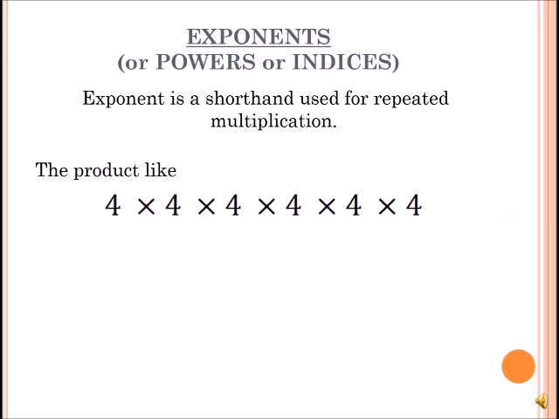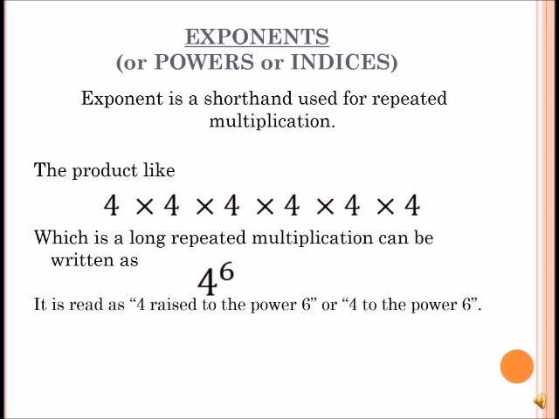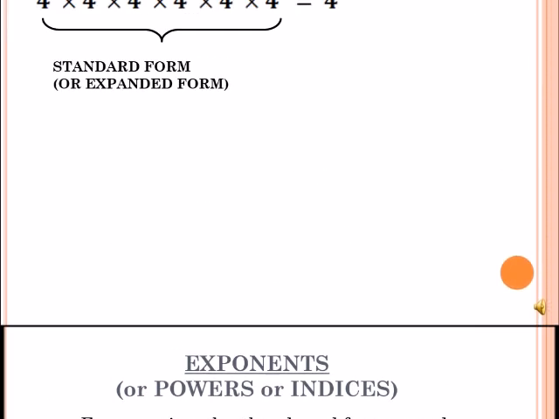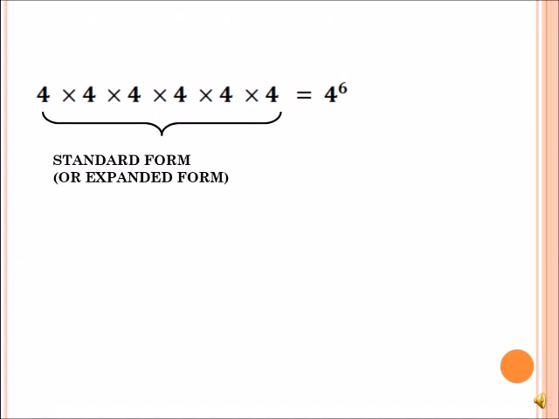The product like 4 times 4 times 4 times 4 times 4 times 4, which is a long repeated multiplication, can be written as 4 raised to the power 6. It is read as 4 raised to the power 6 or 4 to the power 6. Expression written in this form is called standard form or expanded form.